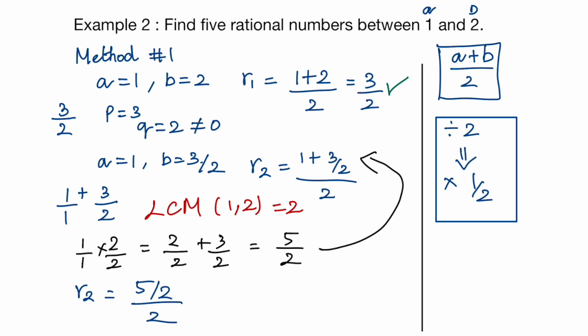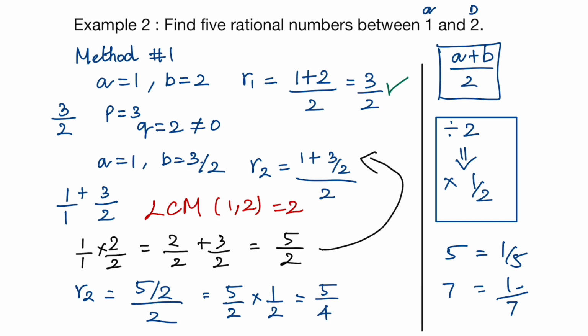Dividing by a number is the same as multiplying by its reciprocal. I hope you know what a reciprocal is. The reciprocal of 5 is 1 by 5, and the reciprocal of 7 is 1 by 7. So if you apply that concept here, it is 5 divided by 2 times 1 by 2, because 1 by 2 is the reciprocal of 2, and that gives you 5 by 4. Now 5 by 4 is the second rational number in this range.